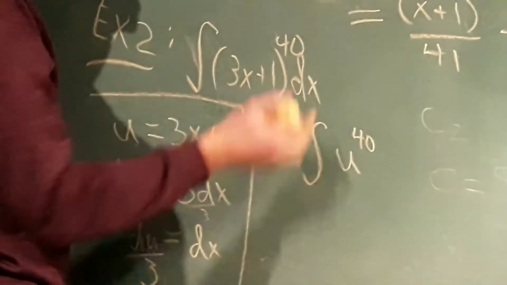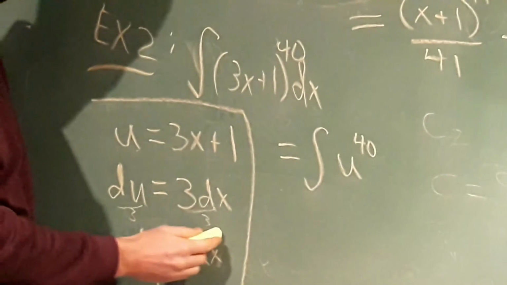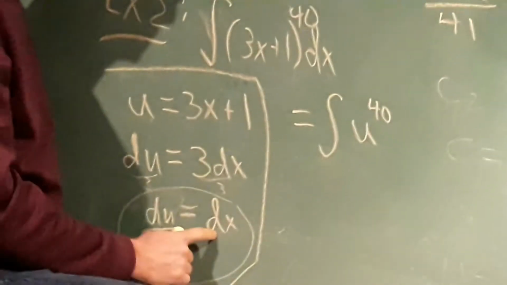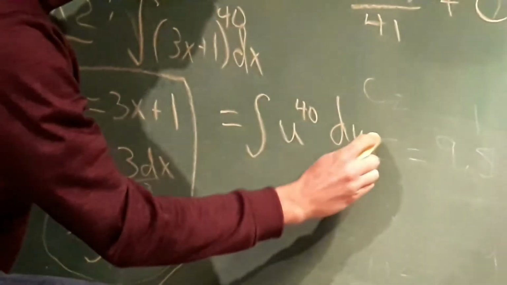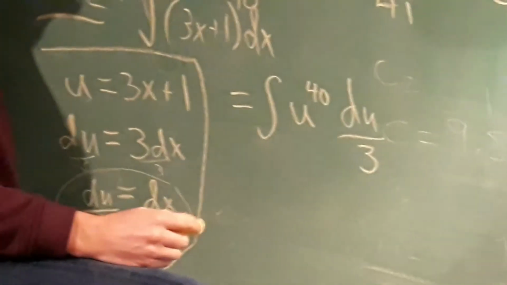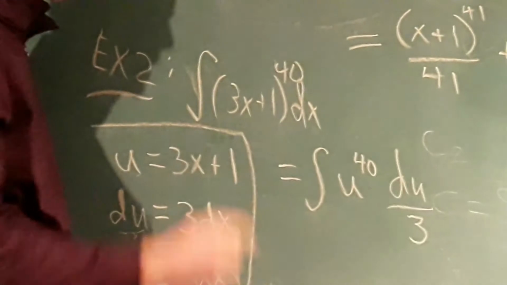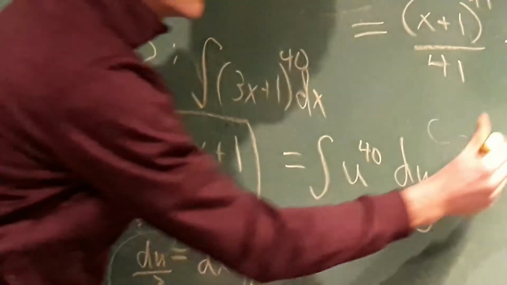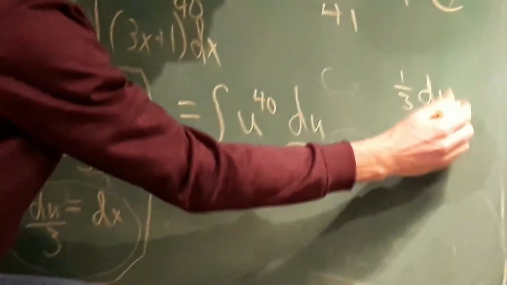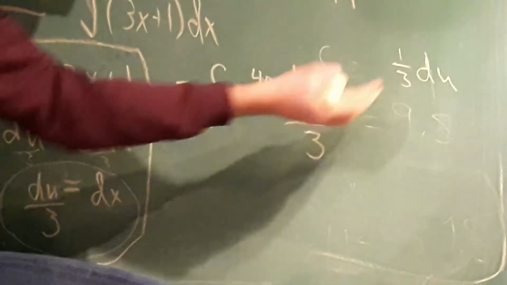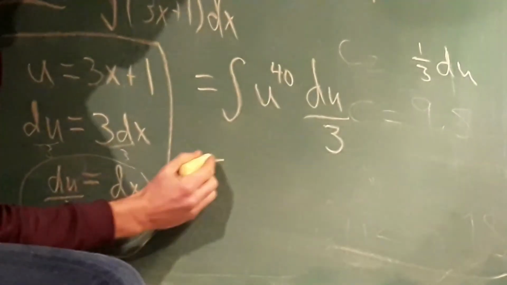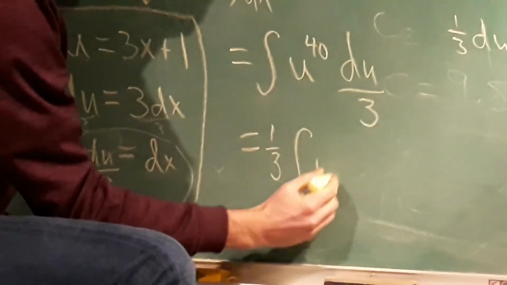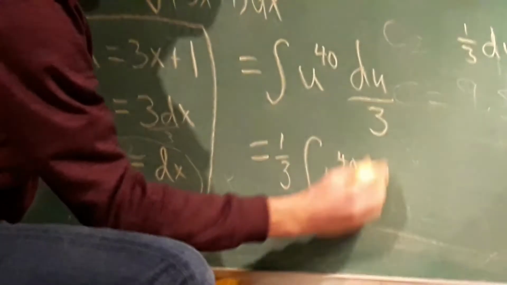And then instead of dx, in this example I know that du over 3 is dx. So du over 3 is what I'm going to replace dx with. Du over 3 is the same as 1/3 du, so I can take that 1/3 and move it out front as a constant. So this is 1/3 integral of u to the 40th du.